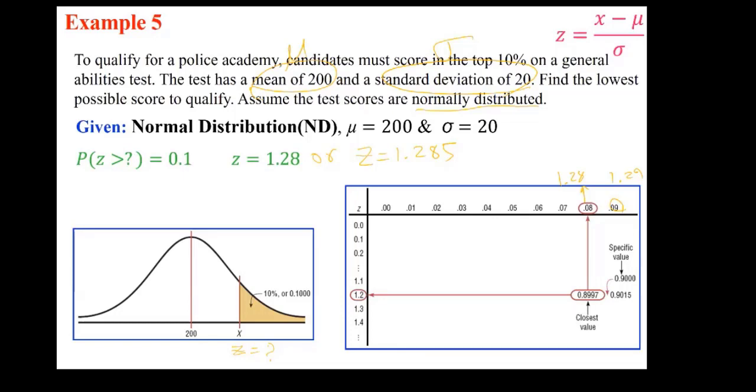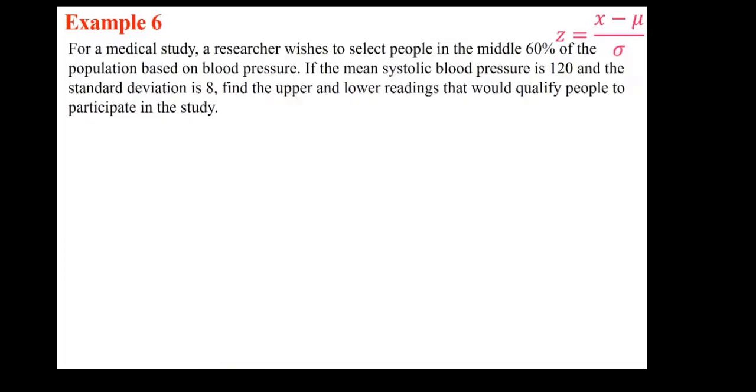X, we've already shown that when Z is 1.28, the formula for X is mu plus Z sigma. I went over the cross product and replaced the mu with 200, replace the Z with 1.28, I would say 1.285. And you will get a different answer there when you do 1.285. Try that.